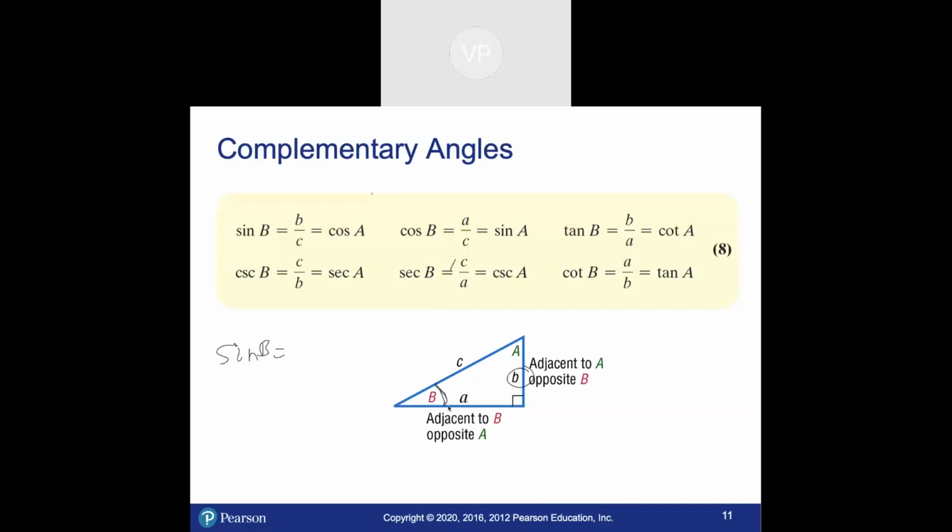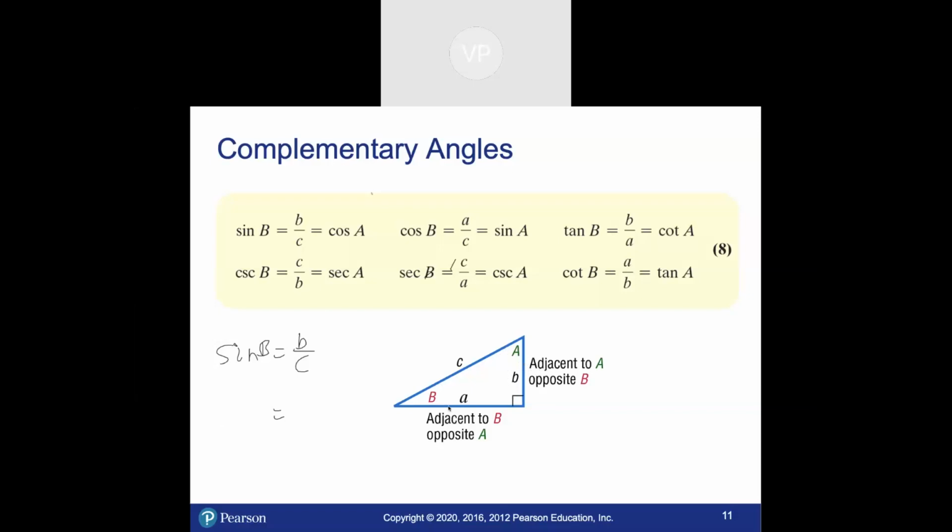It's going to be, of course, this over this. Now, if we reset this and look at the cosine of A, remember, it's the adjacent, which is B, over the hypotenuse, which is C. They're the same. And basically, that's always going to happen when you have your two angles. They're going to be partnered up.